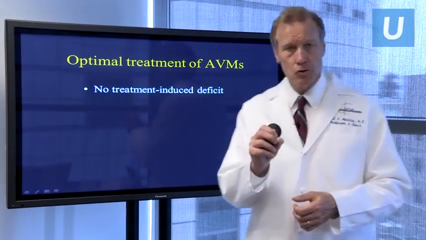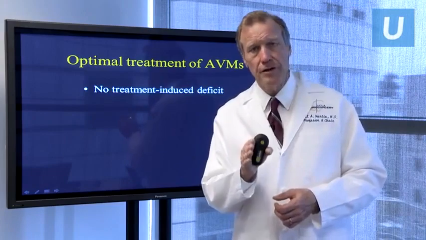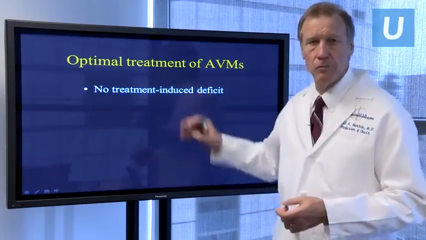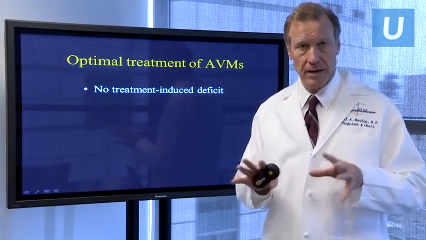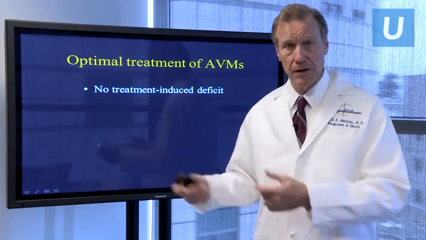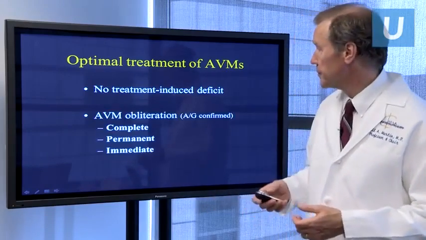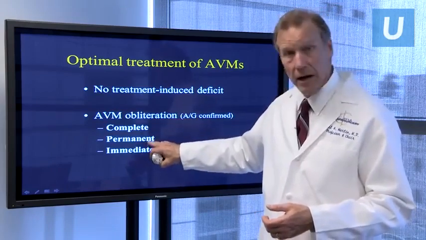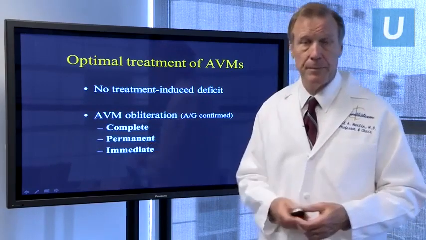So the optimal treatment, what we're looking for in the treatment of AVMs, is no treatment-related neurological problems like aphasia, speech impairment, or hemiparesis, movement impairment or paralysis, and complete AVM obliteration. That's complete and ideally permanent and ideally immediate.